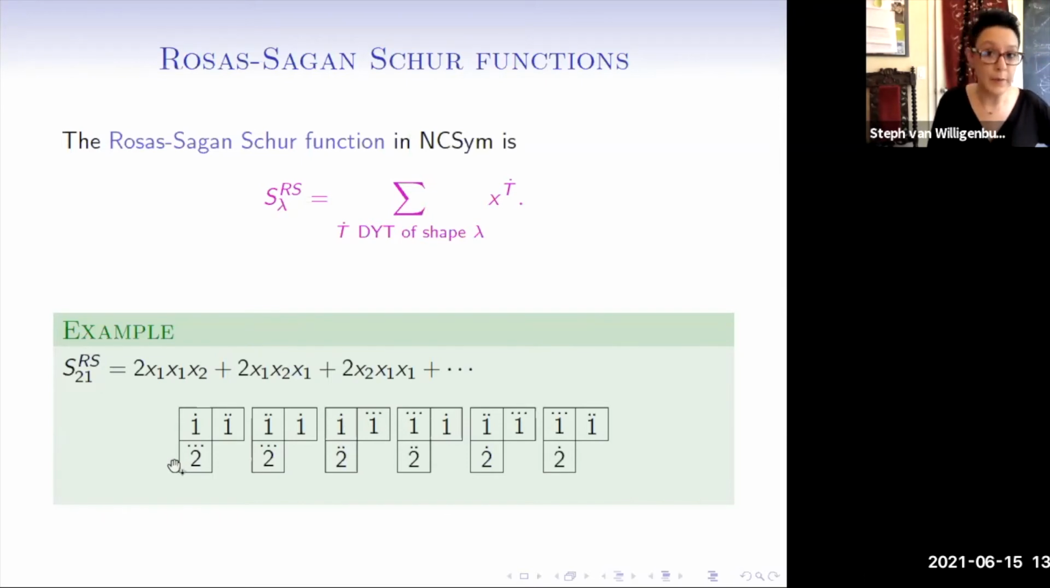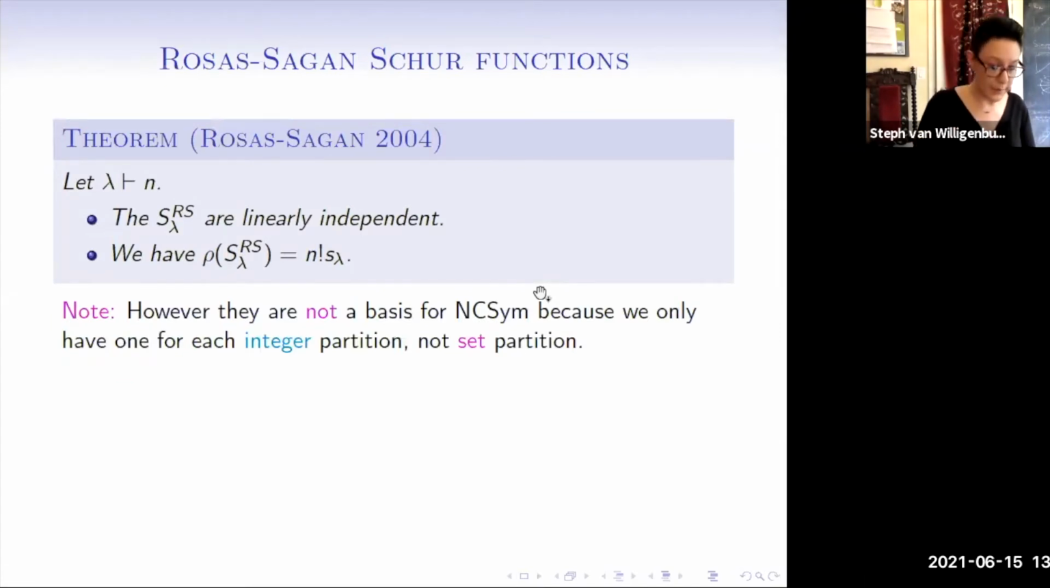And then we're going to make the monomial corresponding to each. So here we're going to get x1, x1, x2. Here we're going to get x1, x1, x2, thusly giving us 2 x1, x1, x2. This is going to give us x1, x2, x1. This will also give us x1, x2, x1, giving us 2 x1, x2, x1. And then finally, these two are going to give us x2, x1, x1, and x2, x1, x1, giving us 2 x2, x1, x1.